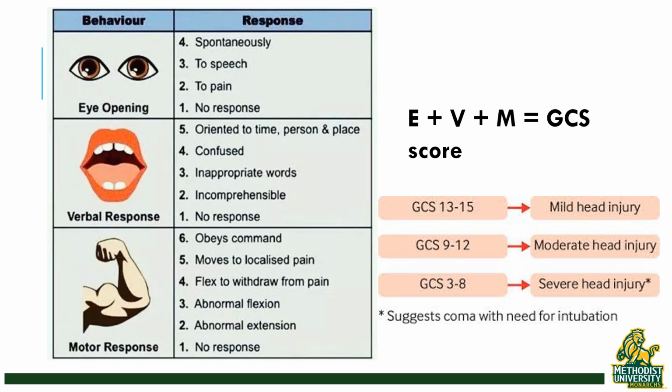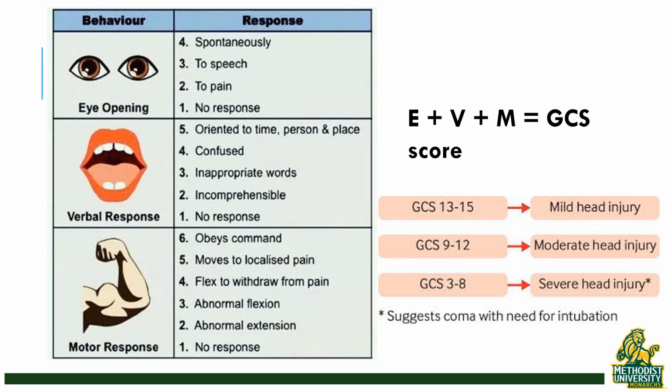Verbal responses: 5 is oriented to time, person, and place. 4 is confused, so not oriented, but may be able to speak. People with a 3 are using inappropriate words and maybe having some difficulty with communicating along with being confused. People who speak but the speech is incomprehensible get a 2, and people who don't speak at all get a 1.